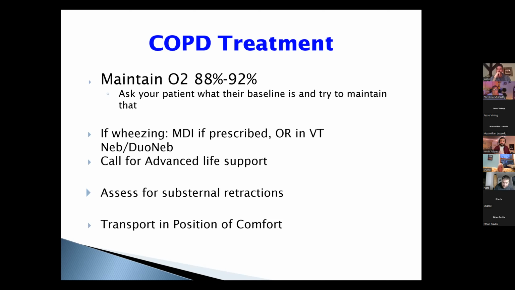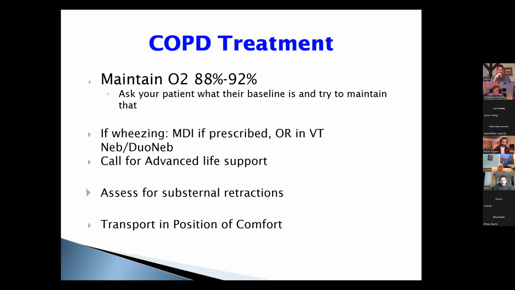So yeah, our protocol says roughly maintain 88 to 92%. But we're going to ask our patient what their baseline is, and we're going to try to maintain that, right? So if somebody says my normal on 2 liters at home is 88%, we get there, they're having difficulty breathing, and their SpO2 is like 85 on 2 liters. That's when we're going to crank them up to a little bit higher, right? Probably give 10 liters NRB, because we're aiming for 88. We're not aiming for 94 because their baseline is lower.